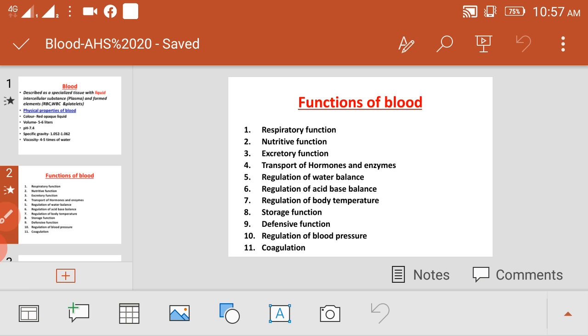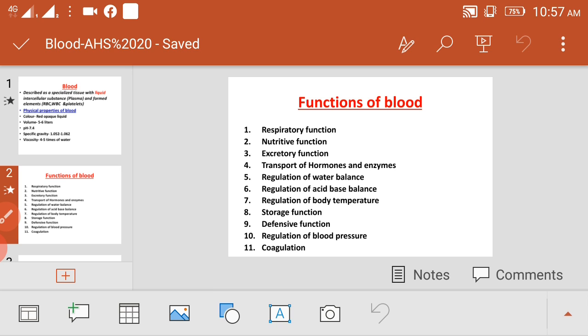Next, from the functions of the blood, the main function is respiratory. Respiratory means you are taking oxygen in and you exhale carbon dioxide. So these processes are mainly taking place. It is the exchange of respiratory gases taking place between blood and lungs. So mainly it transports the respiratory gases.